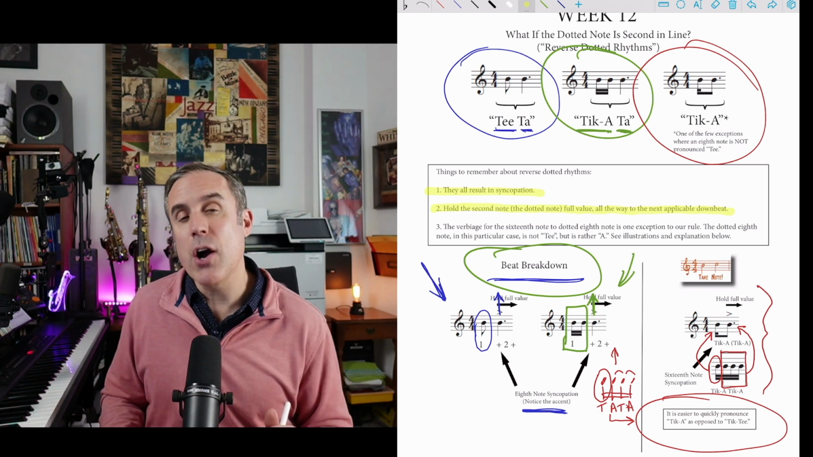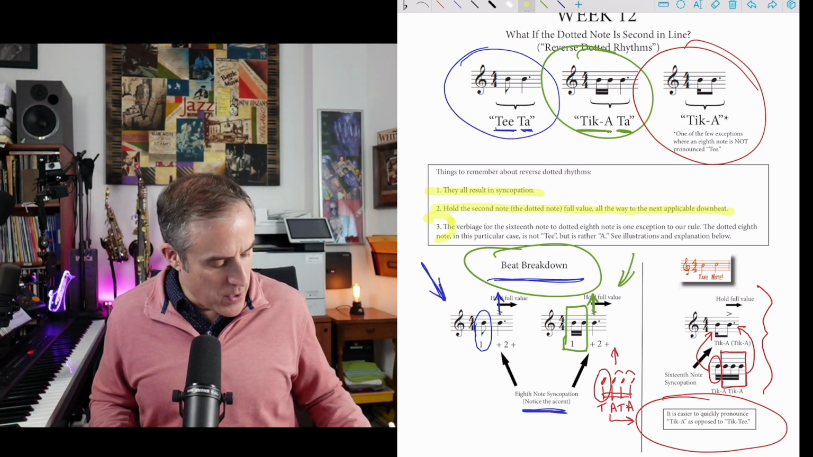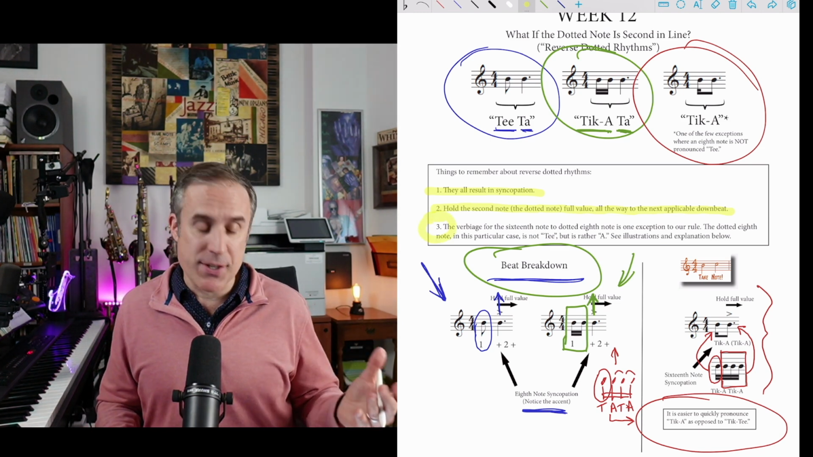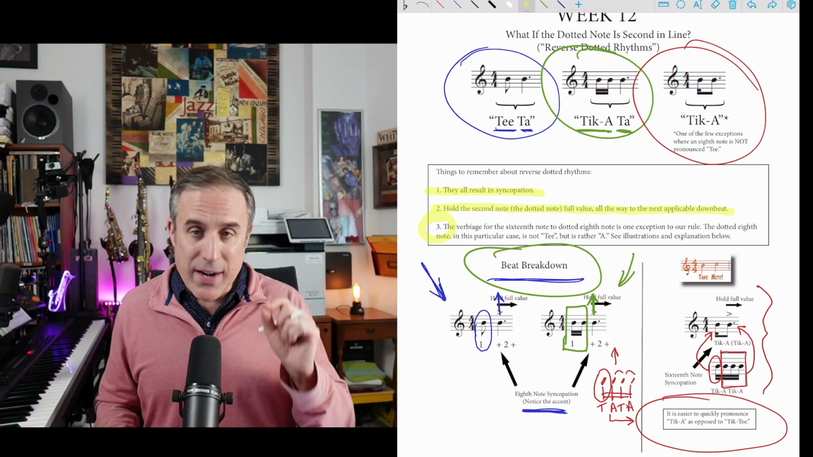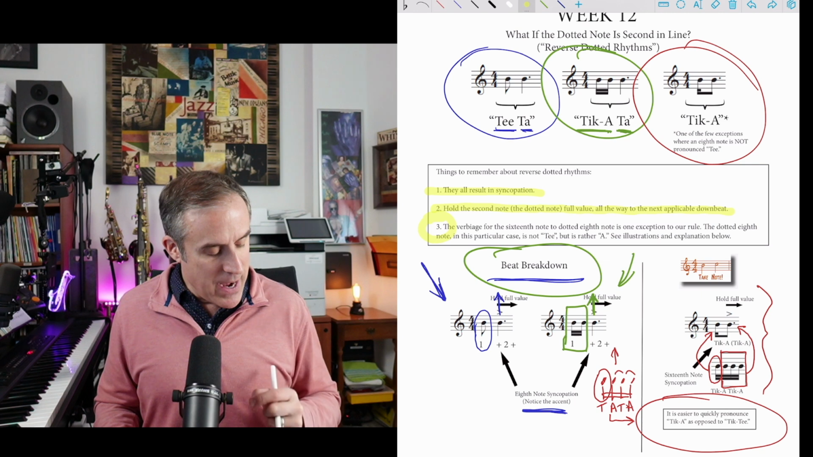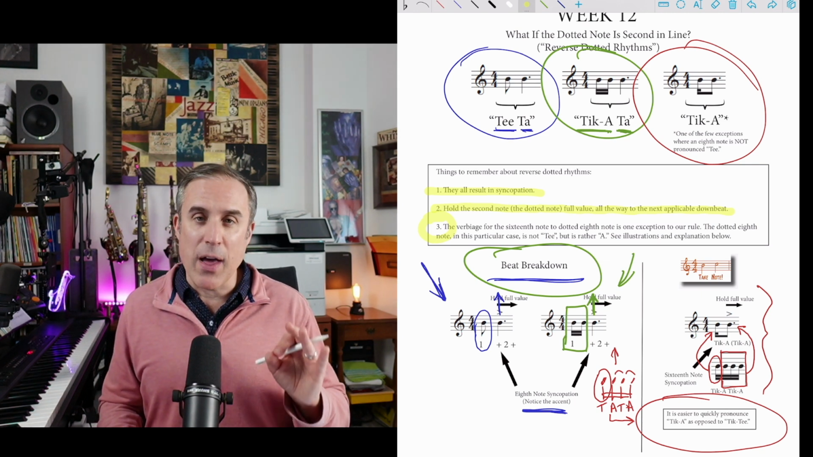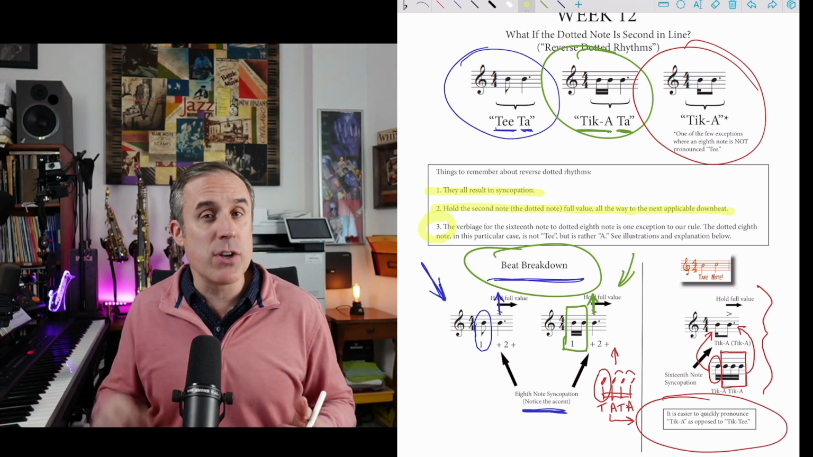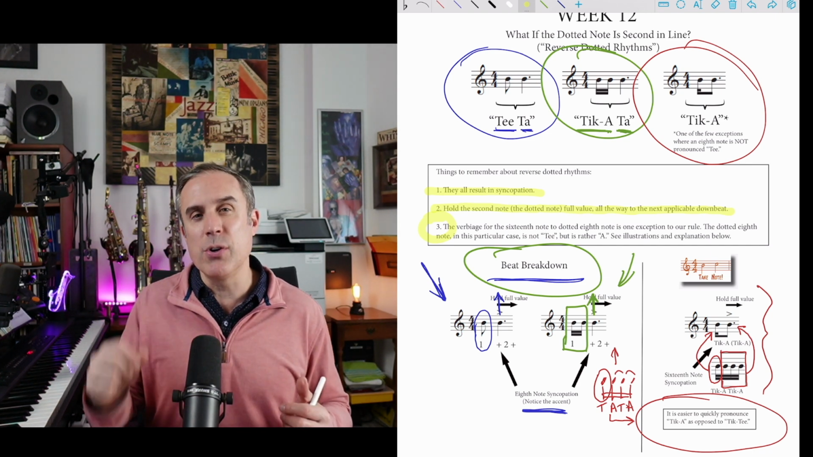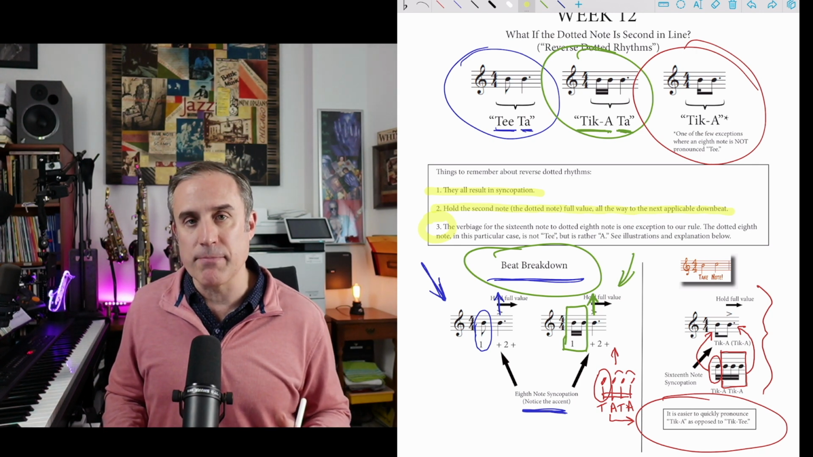And number 3 only applies to our last 1-beat rhythmic pattern. This one is talking about the verbiage that we just discussed. The verbiage for the 16th note to the dotted 8th note is one exception to our rule. The dotted 8th note in this particular case is not "T," but is rather "ah." Again, the 2 reasons behind this. Number 1, easier vocalization, and number 2, to remind us that this is creating 16th note syncopation.